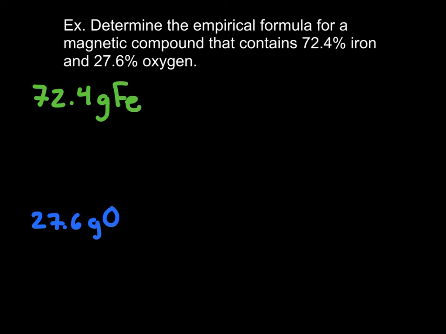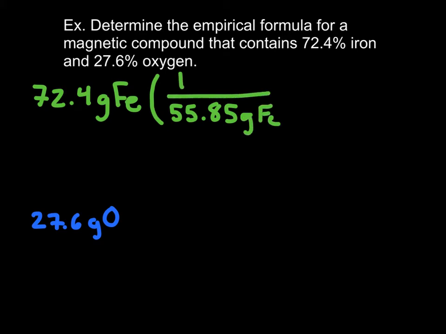The second step is to convert both or all of the elements in the given compound from their gram or their mass value to moles. So let's take a look at how we do that. When we look up the molar mass of iron on the periodic table, we see that we have 55.85 grams of iron for every mole of iron. That's the definition of molar mass.